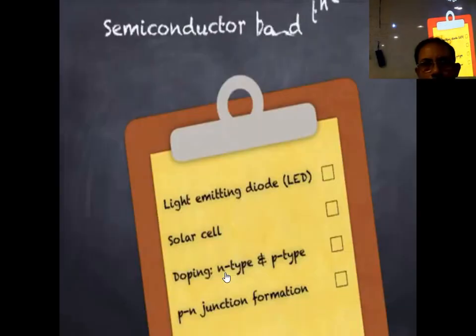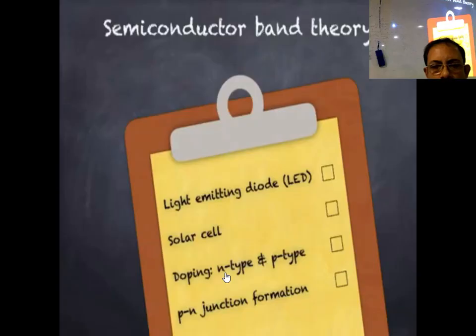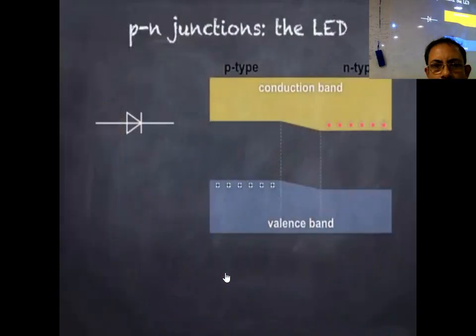Hi there. This is the third in a series of 3 videos on semiconductors. In it, I'll be talking about the light emitting diode and the solar cell, and how to explain their operation in terms of energy bands. Let's get started with the light emitting diode, or LED.